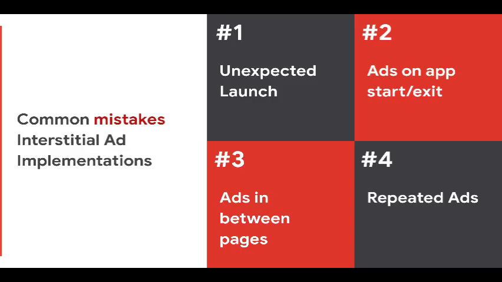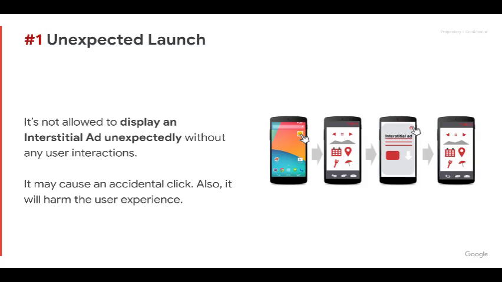What are the common mistakes that we see in the region when it comes to interstitial ad implementations? I'll be talking about 4 general themes that we see. The first one is the unexpected launch of an interstitial. Second is interstitial ads on app start or app exit. The third one is common mistakes when it comes to implementing interstitial ads in between pages. And finally, it's the repetitive interstitial ads.